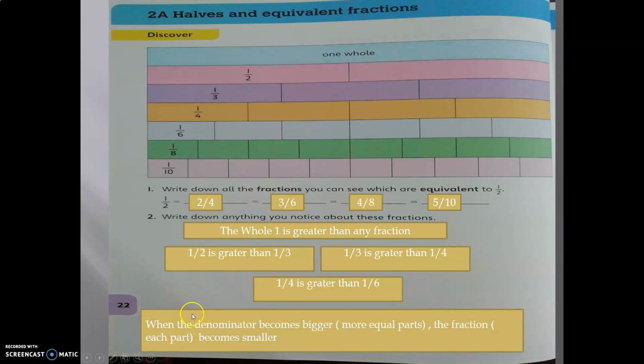So we can notice that when the denominator becomes bigger, it means I cut my shape into more equal parts, and the fraction or the part becomes smaller. 1 out of 2 is bigger than 1 out of 10.